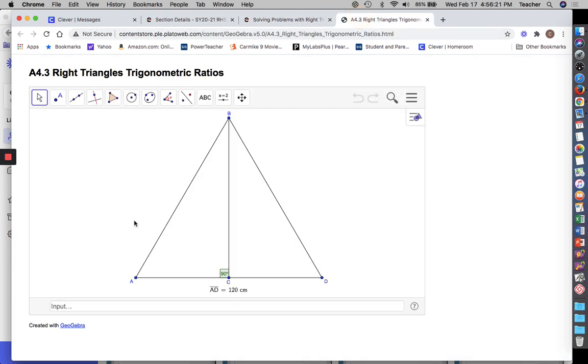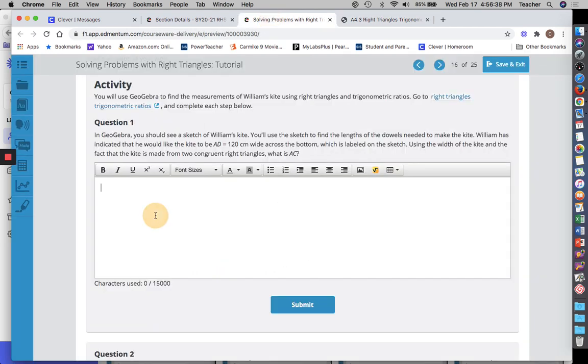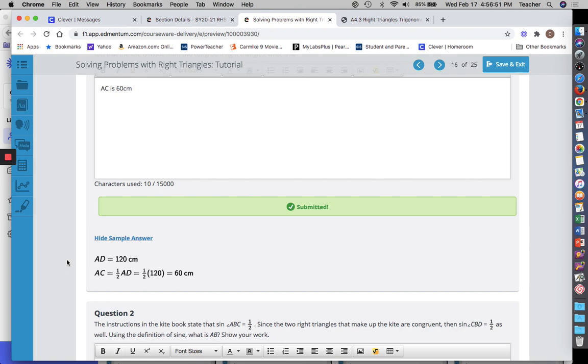Okay, visual person here. So if AD is 120, then AC on the left and DC on the right have to be equal to each other. So 120 divided by 2 is 60 on the left, 60 on the right. AC is 60 centimeters. All right, there you go.